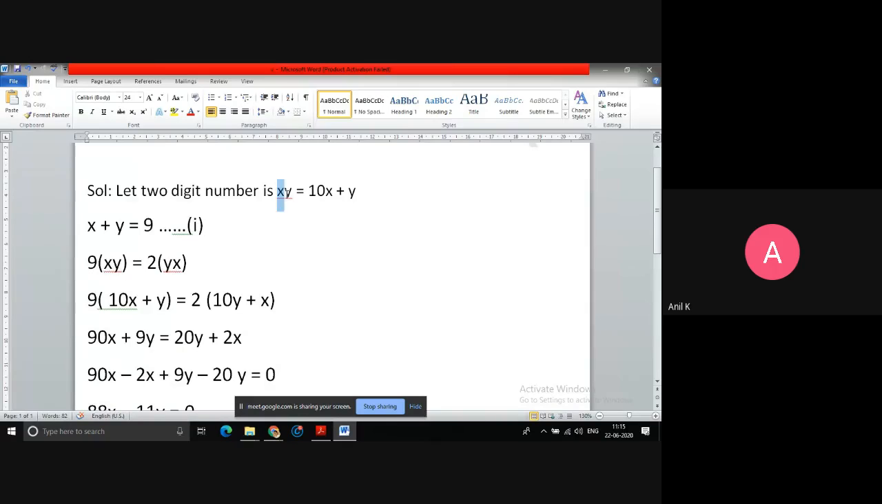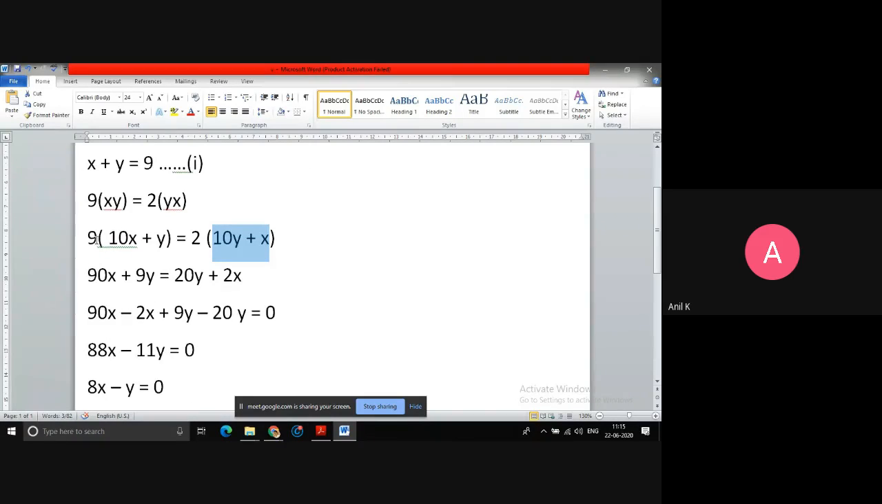Now, as I said, xy you can write as 10x plus y. So here also this xy I can write as 10x plus y. Then yx, because y is in the tens place, is 10 times y plus x. I think now you can simplify this. Open up the brackets on both sides.